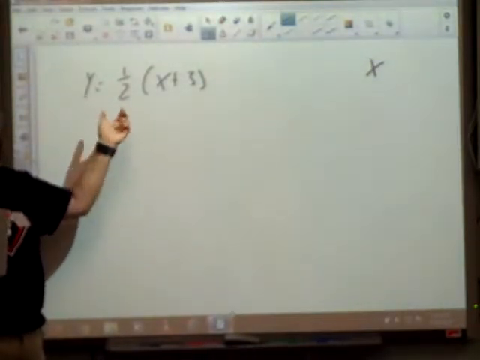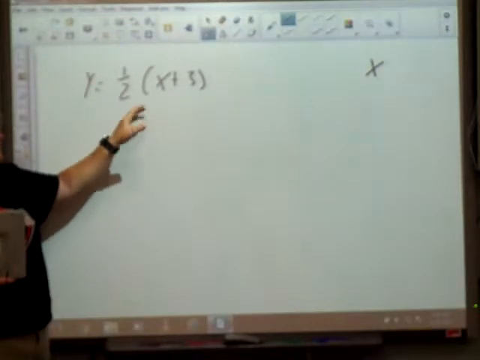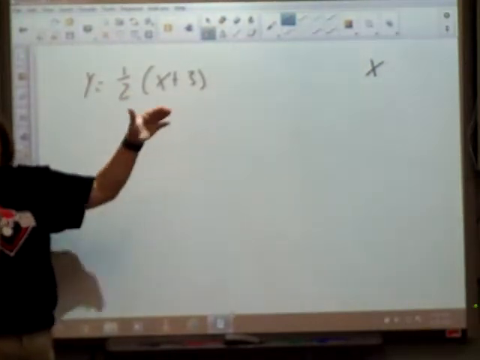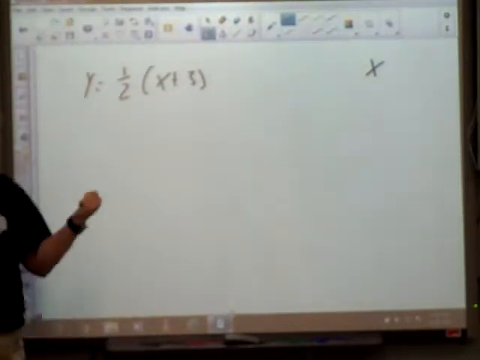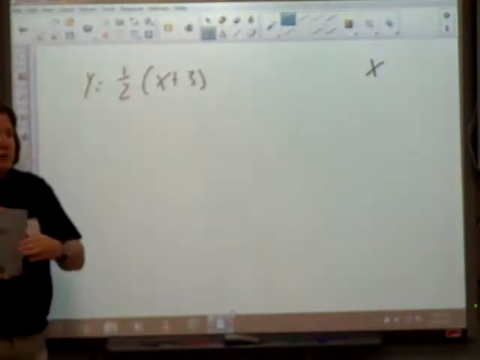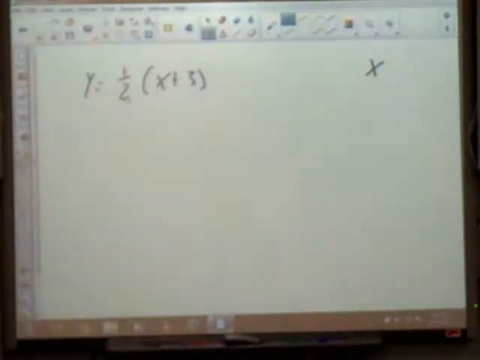Can I do that? Yeah. What does 1/2 right next to the parentheses mean? Multiply. So can I just divide and get rid of it now? Yeah. Good idea. So we're going to divide both sides by 1/2. Something divided by itself just cancels out. What do you do when you divide by 1/2? What's that the same as? Multiply by 2. Good. Multiply by its reciprocal, so that's 2y equals x plus 3.